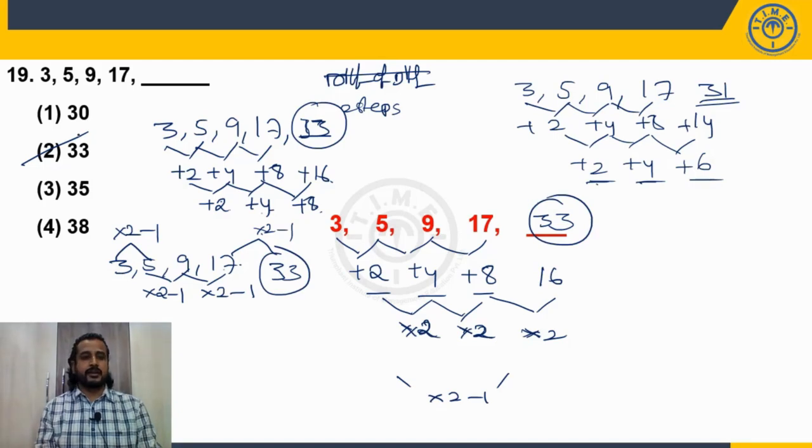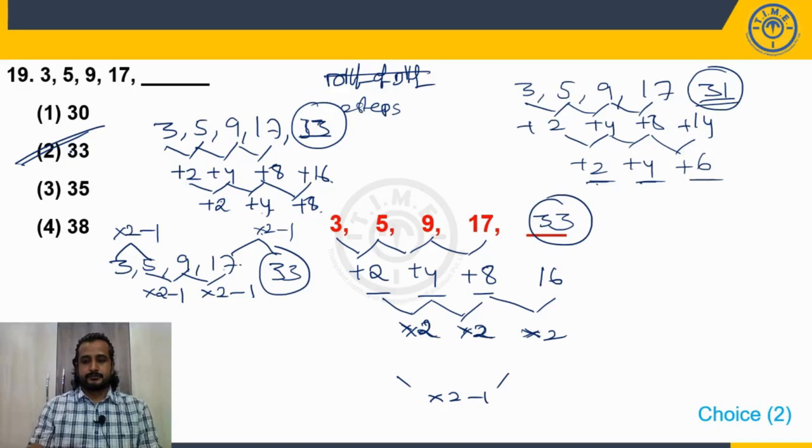So what is the required answer? 33. In the one case I got the 31 but it is not available in the choices. So what is the answer I can freeze? Choice 2, 33. Clear? So please note down these logics. Choice 2.